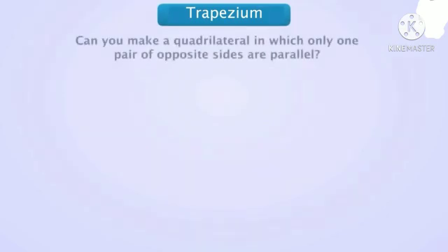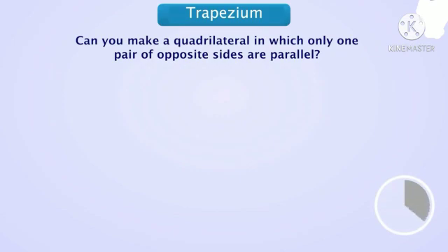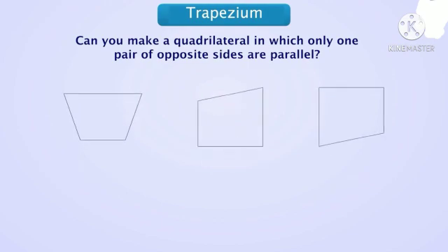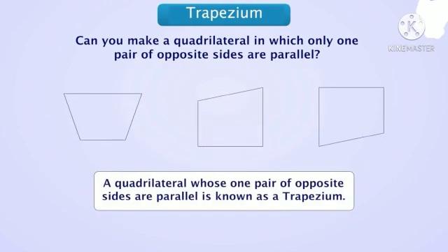Now, let us learn what is a trapezium. Can you make a quadrilateral in which only one pair of opposite sides are parallel? You can pause this video and try this yourself. Let me explain. According to the given condition, we can make the quadrilateral in the following way. A quadrilateral whose one pair of opposite sides are parallel is known as a trapezium.